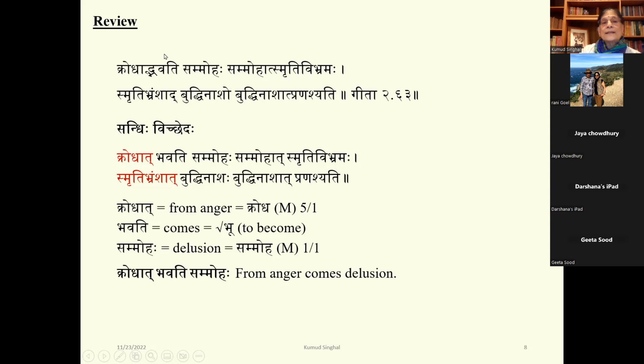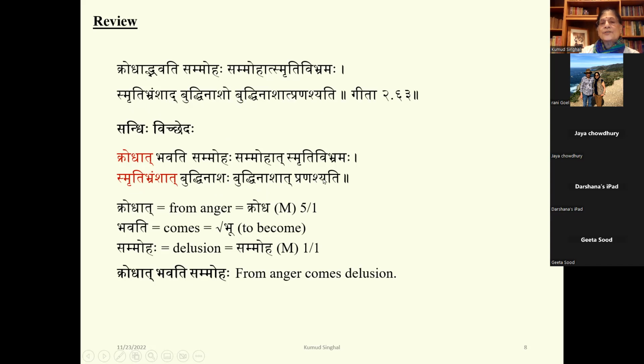Krodhat bhavati. This is composed of 2 words. Krodhat bhavati. Sammoha. There is no sandhi or anything. I'm just breaking it here. Sammohat smriti vibhramaha. There is a sandhi here. Smriti bhramshat buddhinashaha. There is again a sandhi here. This is a visarga sandhi. This visarga becomes O. We'll talk about this in detail when we talk about sandhi rules.